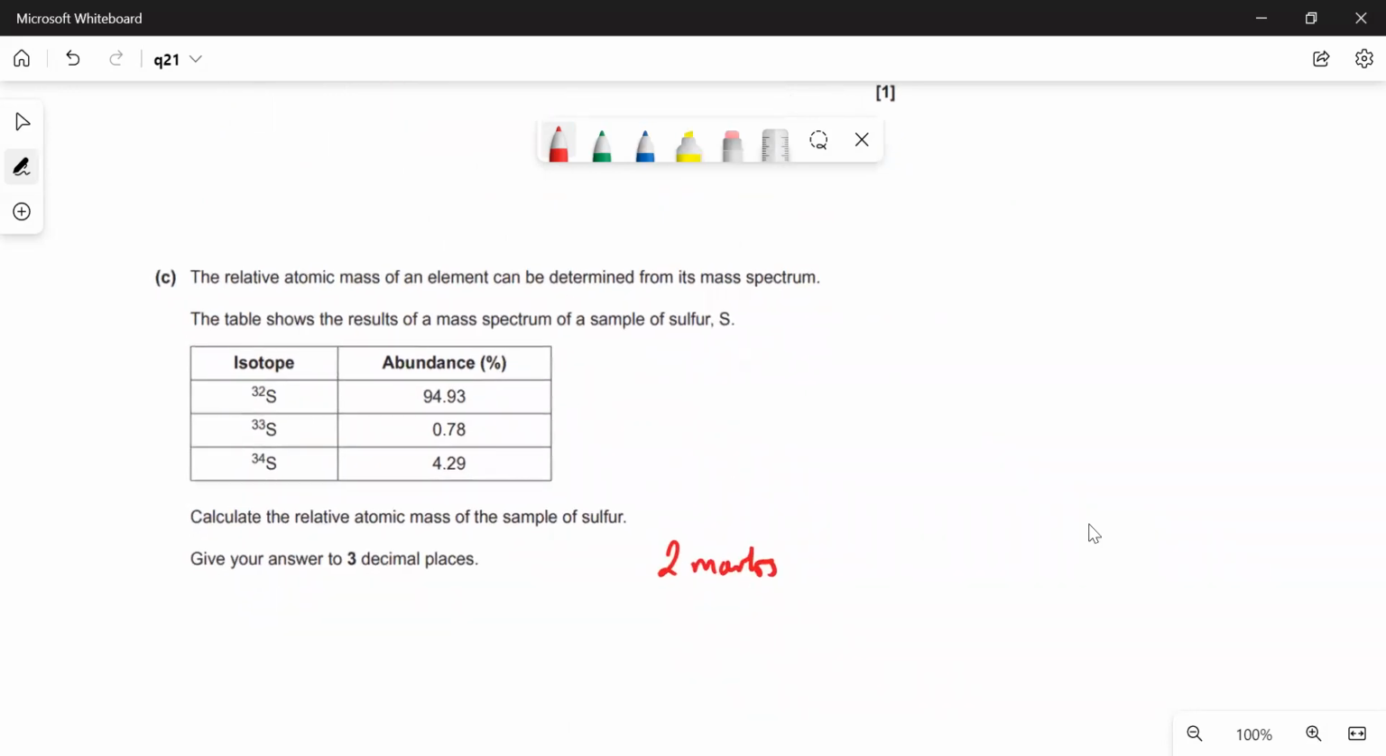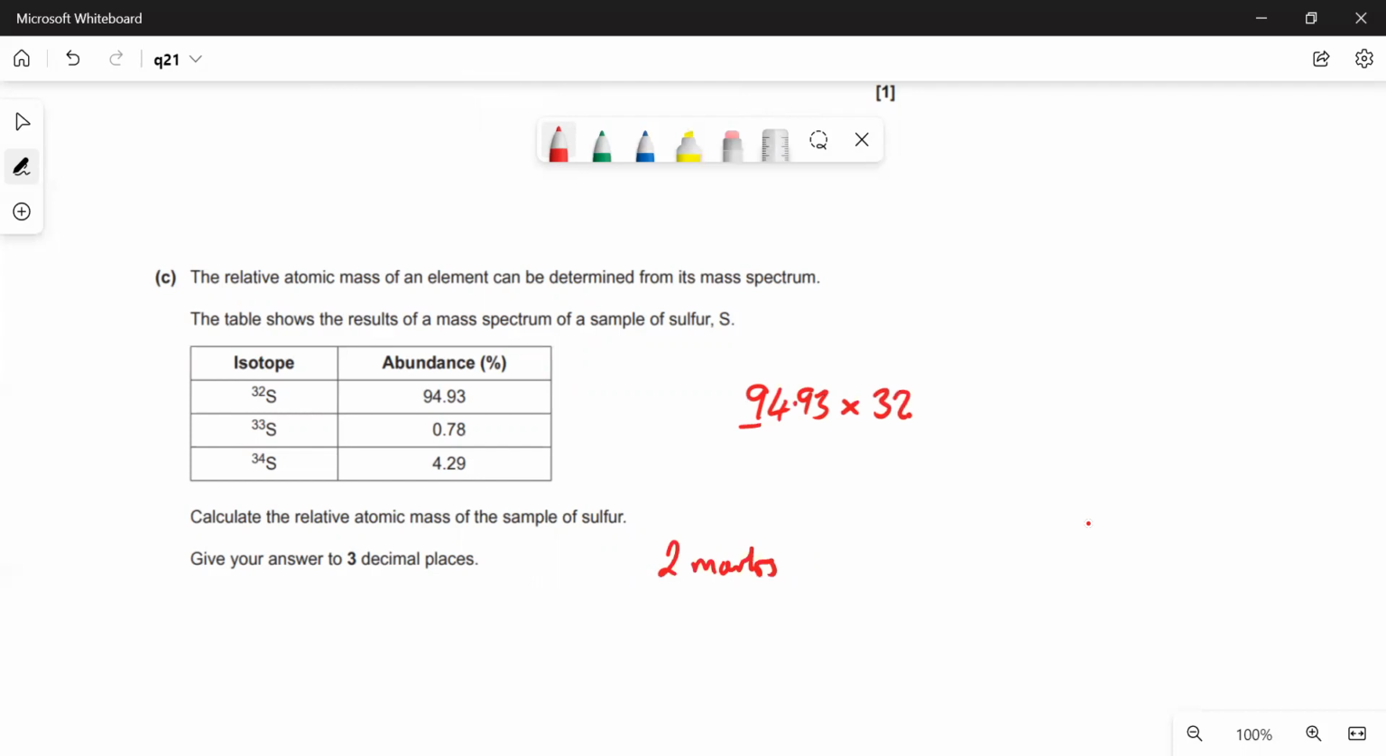The relative atomic mass of an element can be determined from its mass spectrum. The table shows the results of the mass spectrum of sulfur. So now we've got to calculate the relative atomic mass. Well, how will we do that? In 100 atoms, you'd have 94.93, so you do 94.93 multiplied by 32, as each one weighs 32.